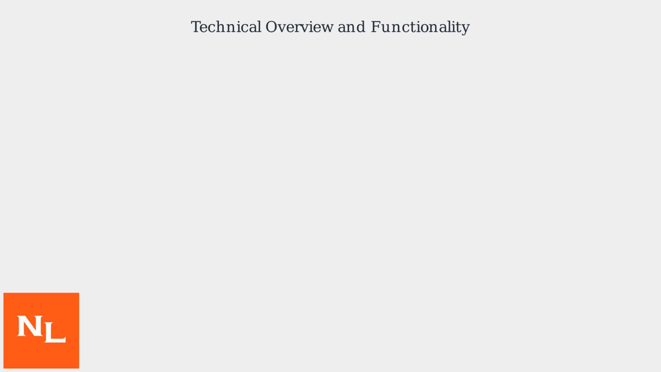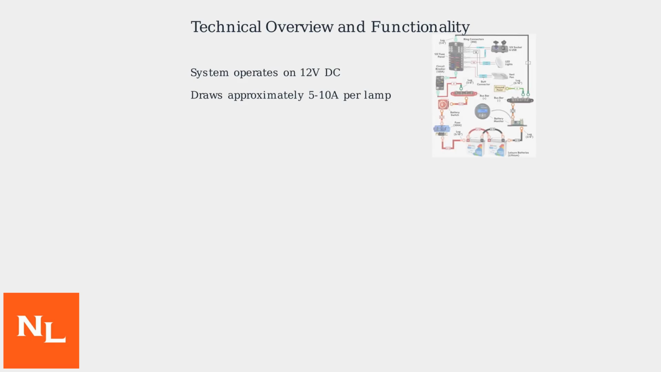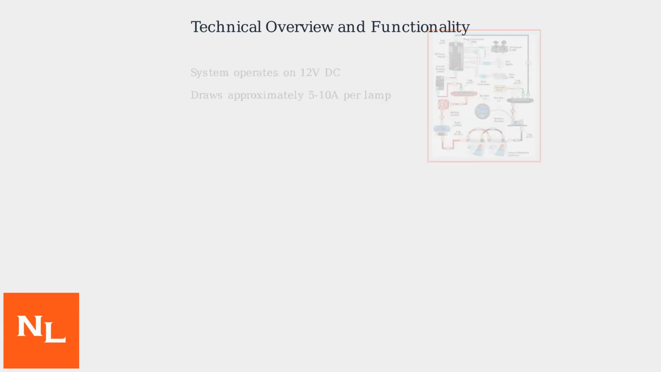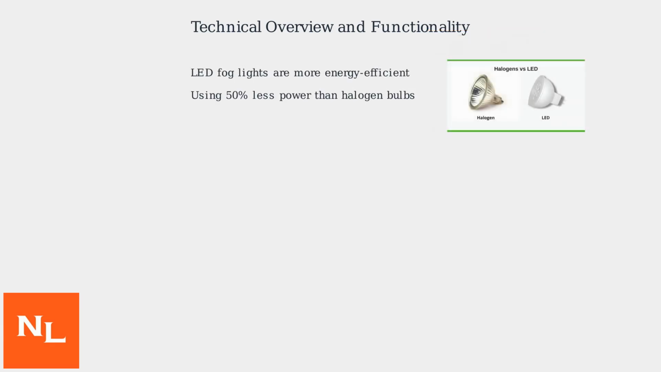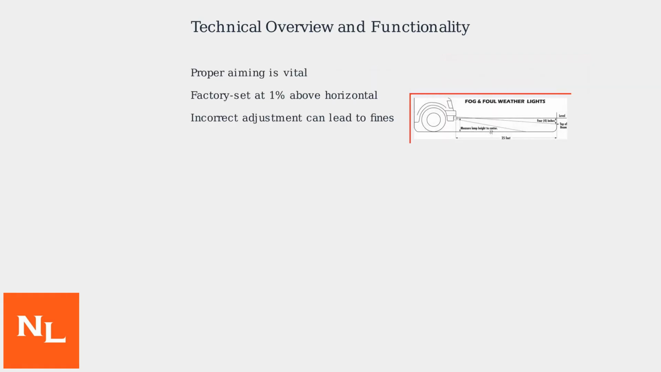The fog light switch connects to the vehicle's body control module, or BCM, which powers the lamps via a relay. The system operates on 12-volt DC, drawing approximately 5 to 10 Ahs per lamp. LED fog lights, increasingly common, are more energy efficient, using 50% less power than halogen bulbs. Proper aiming, factory set at 1% above horizontal, is vital. Incorrect adjustment can lead to fines.